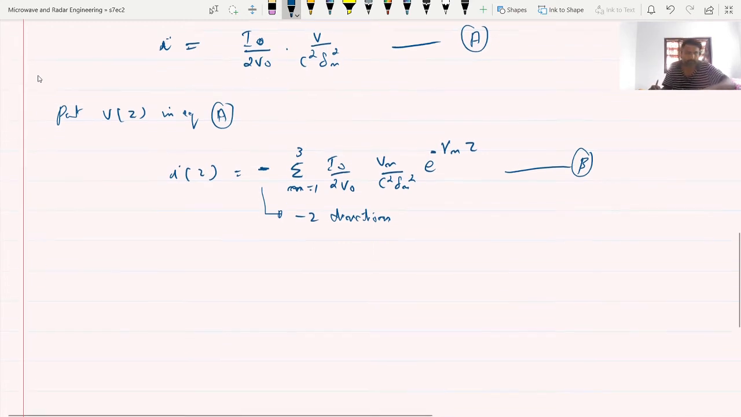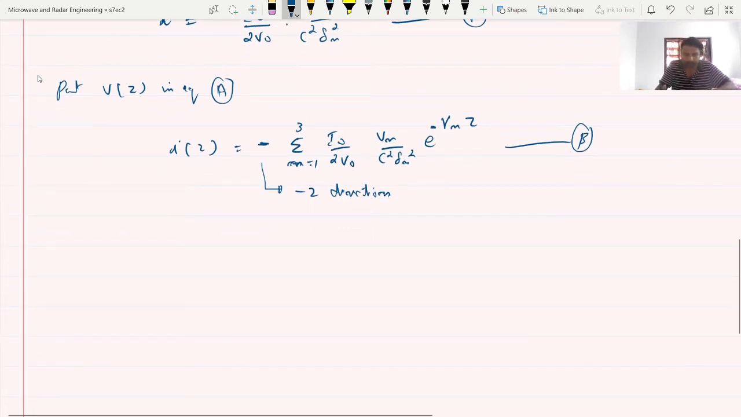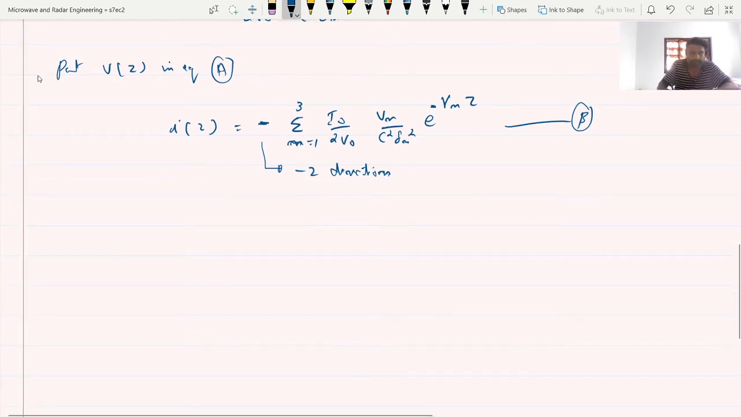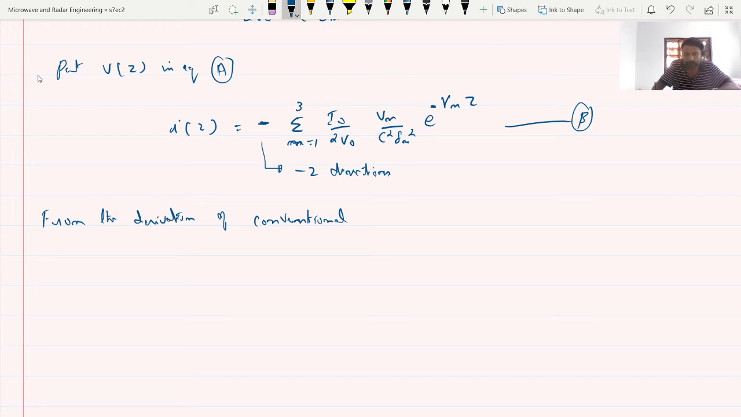So from the derivation of conventional current, we have obtained one equation. We had obtained the equation that V1 is nothing but minus E by M E1 j omega minus gamma into V naught. Call it as equation number 3.